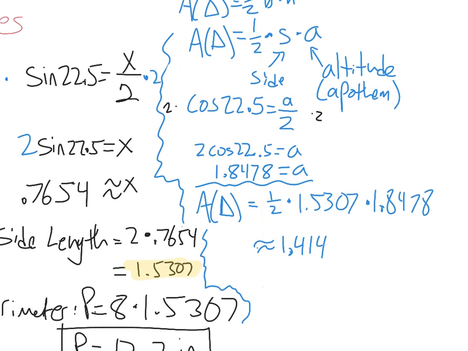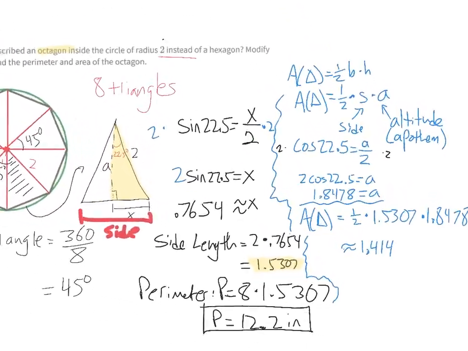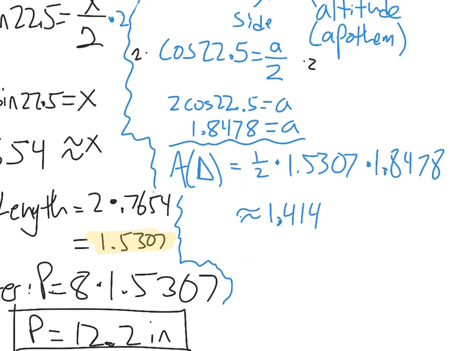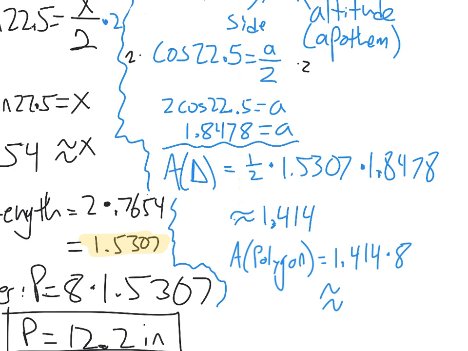And now that's the triangle, so this is an octagon here. So we can multiply that triangle times 8. So the area of the polygon is going to be 1.414 times 8. And using our calculator, we'll round that off to about 11.3.